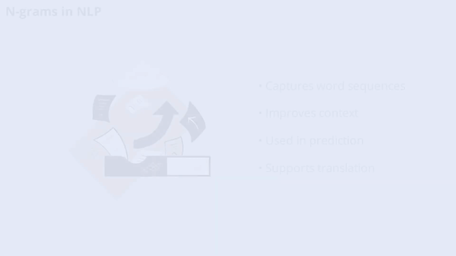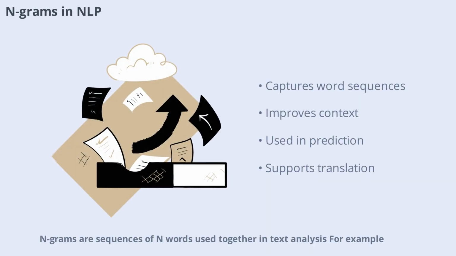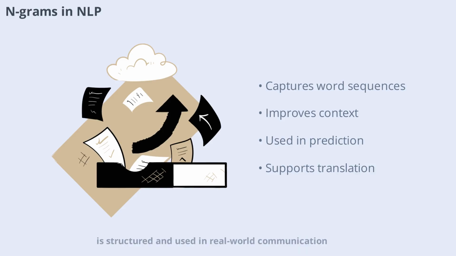N-grams are sequences of N words used together in text analysis. For example, bigrams are pairs of words and trigrams are groups of three. N-grams help capture context and patterns in language, making them useful for tasks like text prediction and machine translation. By analyzing common word combinations, NLP systems can better understand how language is structured and used in real-world communication.